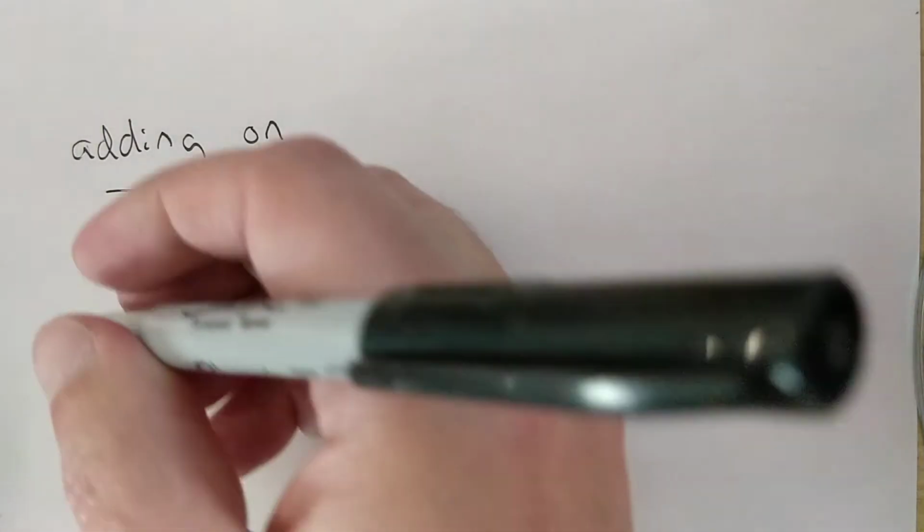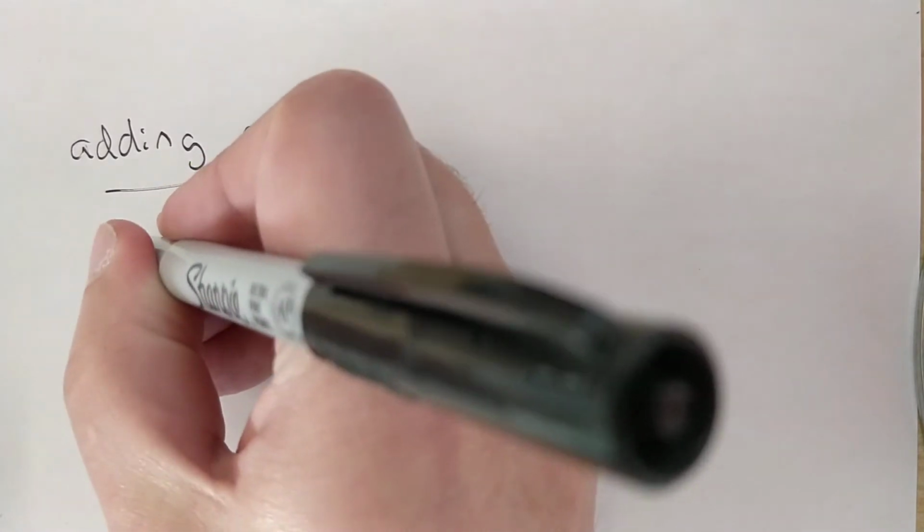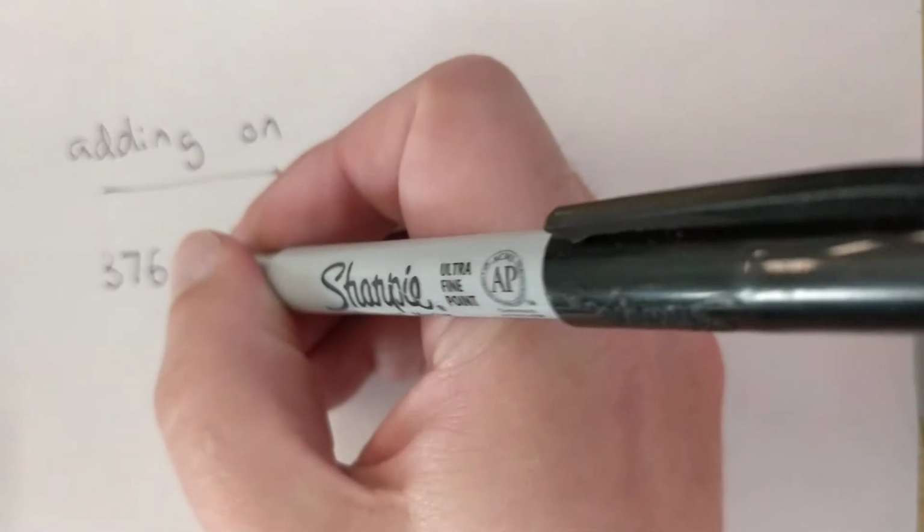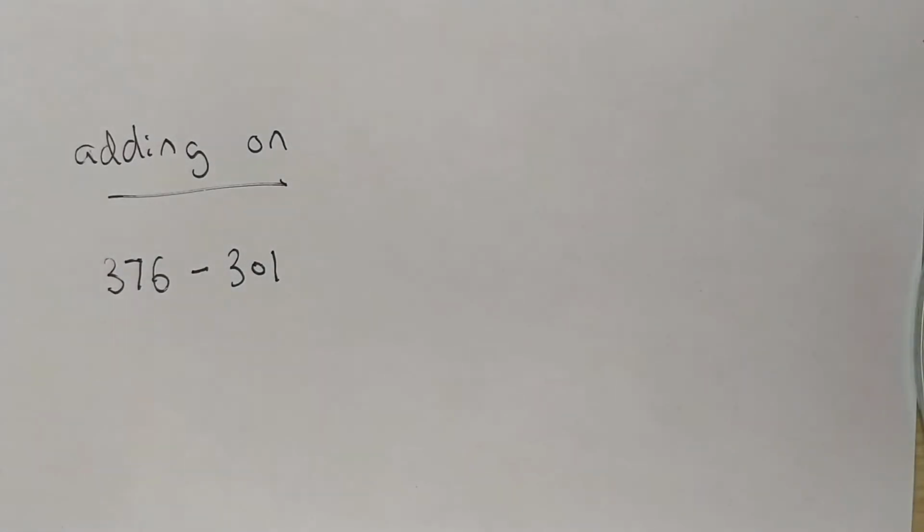So let's take a question here. Let's take one that's fairly easy. Let's take like 376, take away, I don't know, what do we want to do here? 301, okay? So in adding on, where's my focus? In adding on, you're looking for the difference, okay?